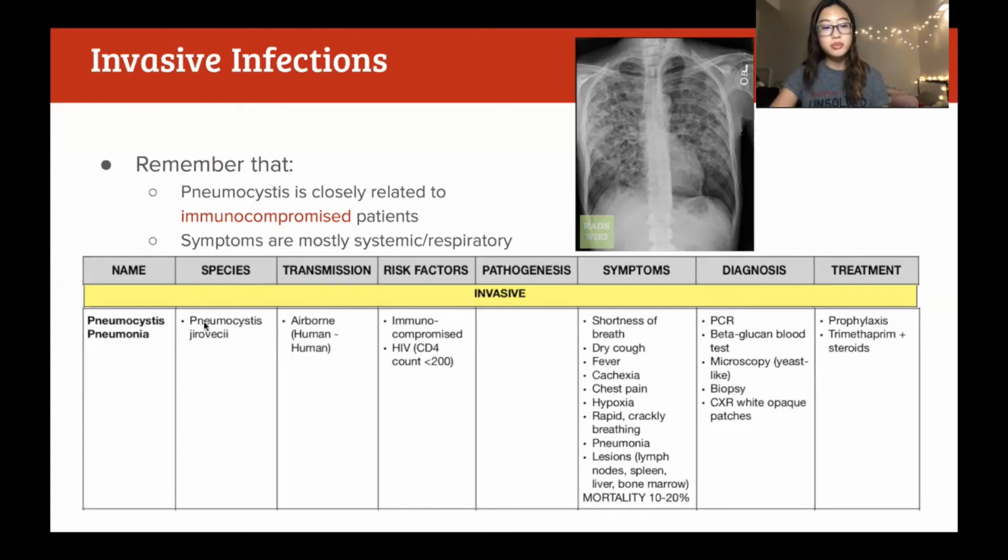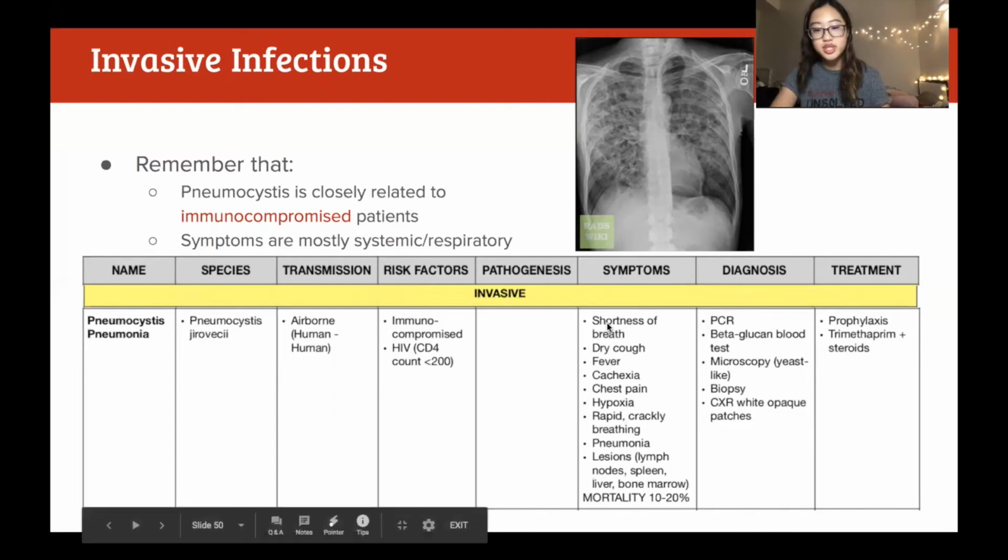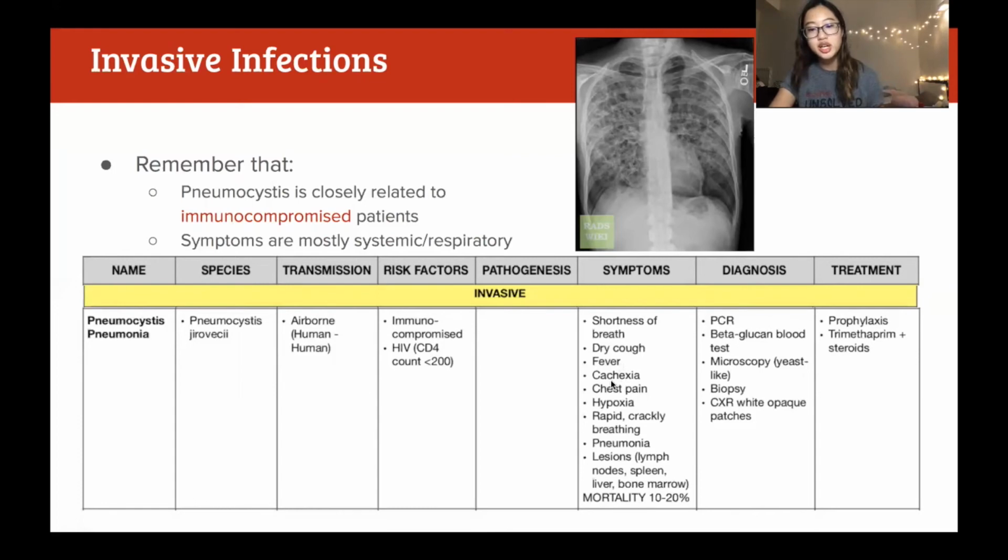So remember that because it causes pneumonia, the symptoms are primarily systemic or respiratory. Here, as you can see, there's a long list of symptoms: basically shortness of breath, dry cough, fever, which is very systemic, and cachexia, which is just sudden weight loss.